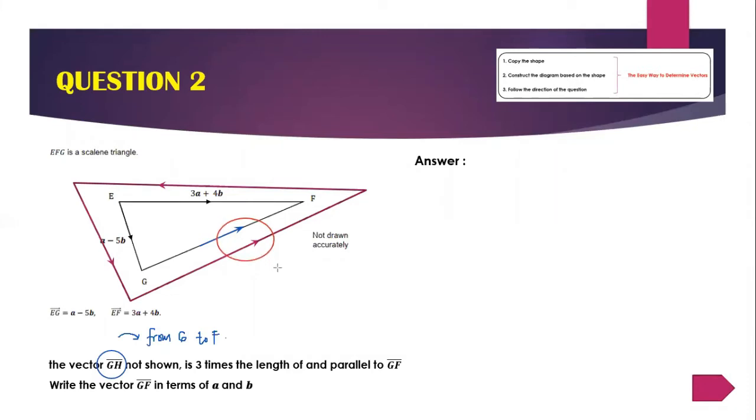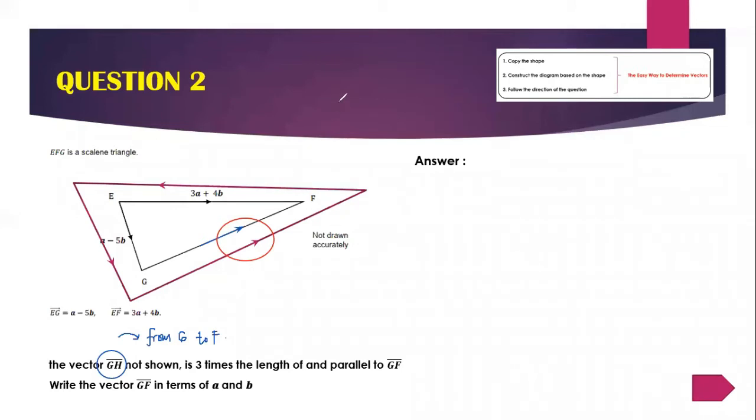Parallel, right? So based on step 2, construct the diagram based on the shape. And number 3, follow the direction. So the direction must be equal. Just follow the direction of the question. Okay? So our diagram is anti-clockwise. Is it clear to everyone? Good.